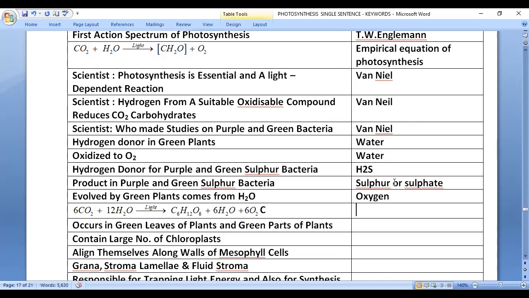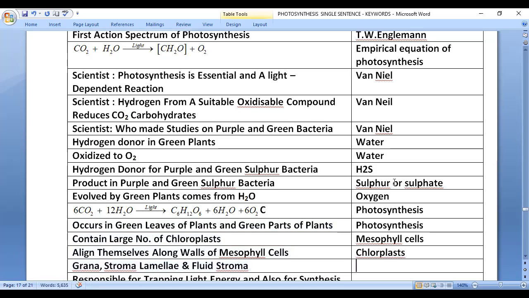The given equation: photosynthesis. It occurs in green leaves of plants and green parts of plants. Mesophyll cells contain a large number of chloroplasts. Chloroplasts align themselves along the walls of mesophyll cells.